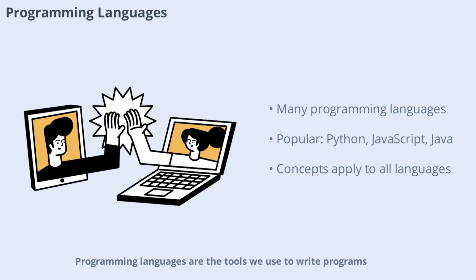them. Programming languages are the tools we use to write programs. There are many different languages, each with its own strengths and uses. Some popular ones include Python, JavaScript, and Java. These languages allow us to communicate instructions to the computer in a way it can understand. Just like learning any new language, it takes practice to become fluent. The good news is that once you understand the basic concepts, you can apply them to almost any programming language. Choosing the right language often depends on what you want to create.